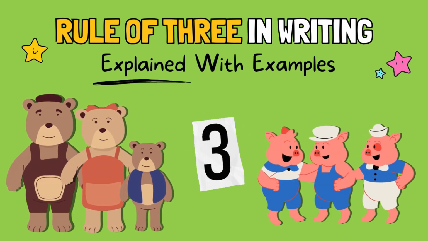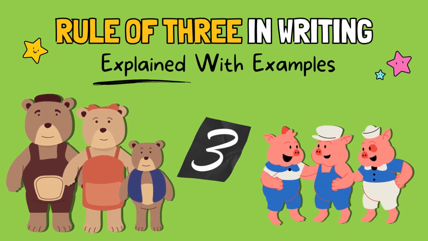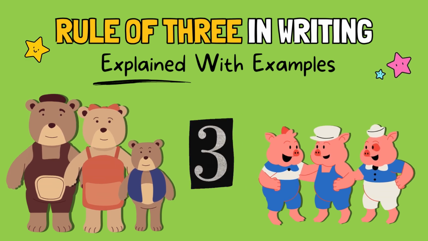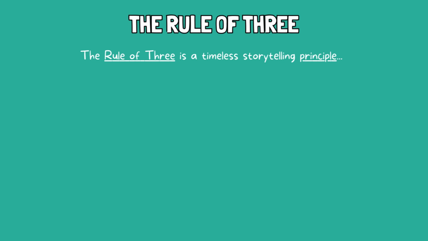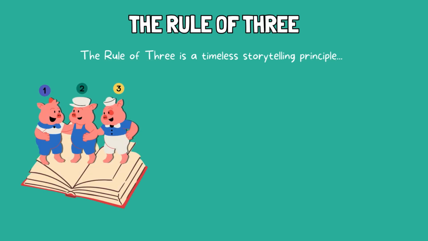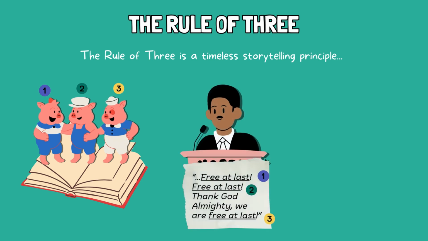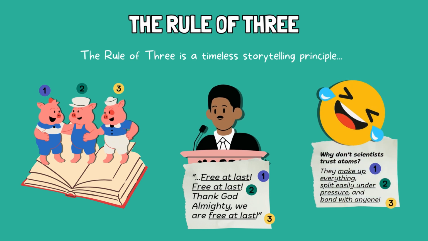Today, you'll learn about the rule of three concept and how it can be applied in writing. So, let's get started. The rule of three is a timeless storytelling principle found everywhere, from classic fairy tales like The Three Little Pigs to powerful speeches like Martin Luther King Jr.'s I Have a Dream. It even shows up in jokes, where the third line often delivers the punchline.